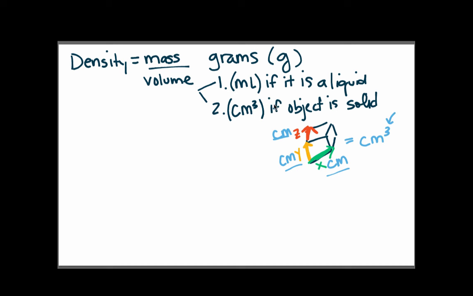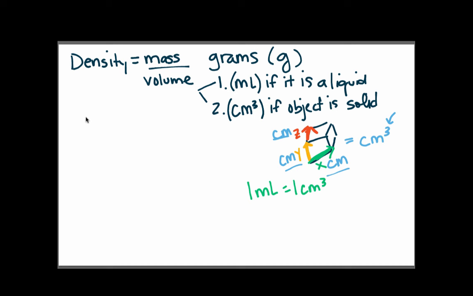So another thing that's important is this relationship. 1 milliliter equals 1 centimeter cubed. So because it's a 1-to-1 ratio, the units are really interchangeable. So sometimes you'll see me write the units milliliters. Sometimes you'll see me write the units centimeters cubed. They're interchangeable. It really, truly doesn't matter.